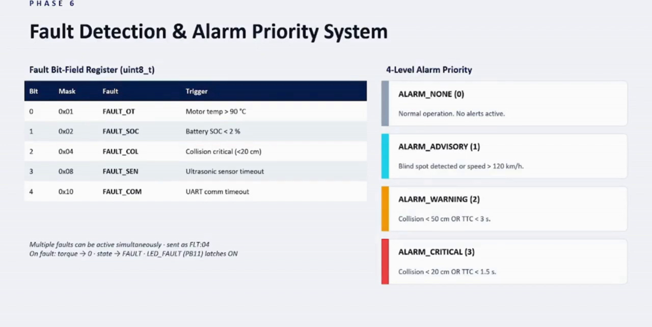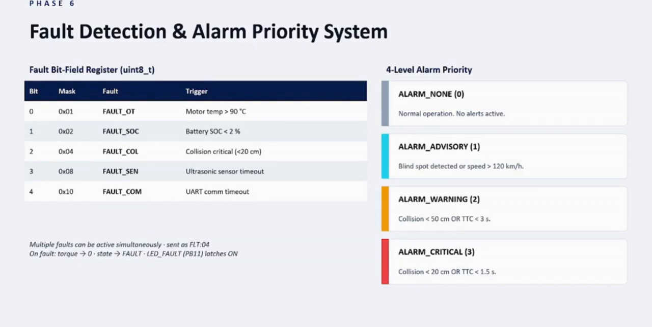Bit 0 indicates motor over temperature, bit 1 indicates battery state of charge is critically low, and bit 2 indicates critical collision. Bit 3 represents ultrasonic failure. Bit 4 represents UART communication failure. And next thing, alarm priority.